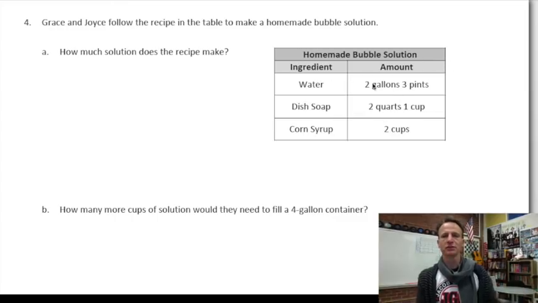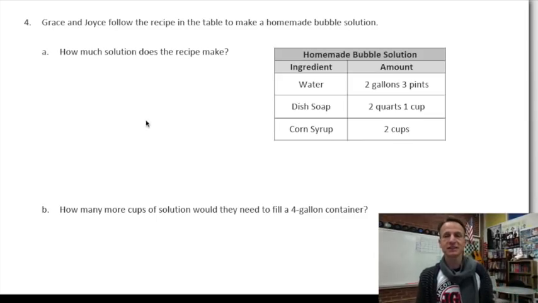So, homemade bubble solution. Ingredient and amount. Water, 2 gallons, 3 pints. These girls are scrupulous about their measurements. Dish soap, 2 quarts, 1 cup. That's a lot of dish soap, girls. And then corn syrup, 2 cups.